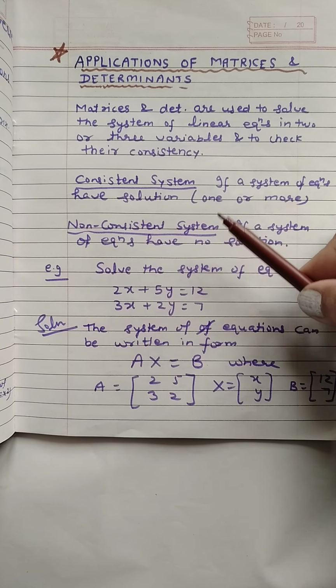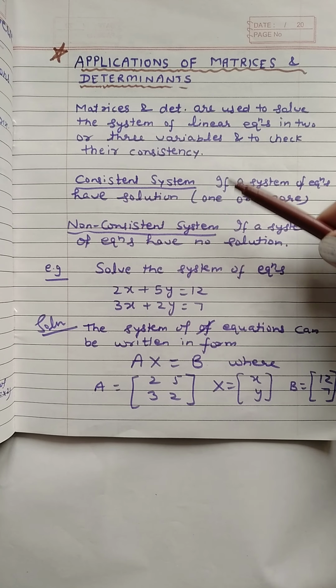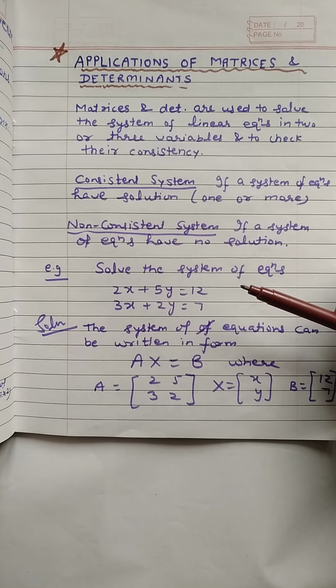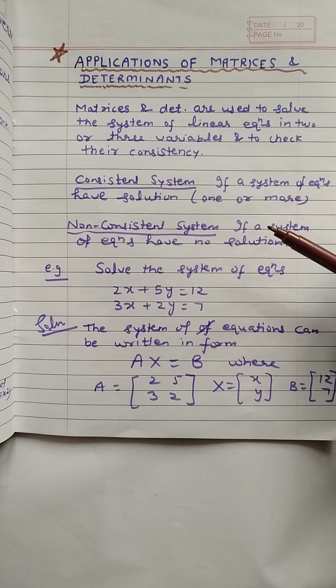So to check the consistency of the system and to solve the system of equations, we use these two chapters. Today we will learn how to solve the system of equations, and tomorrow we will study how they are used to check the consistency. So today we are taking the system of equations in 2 variables and then in 3 variables.